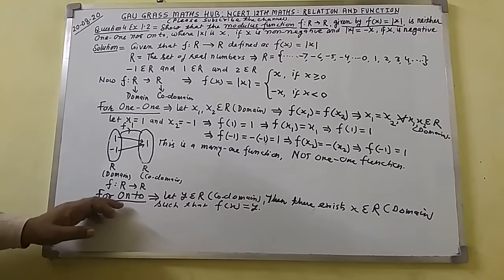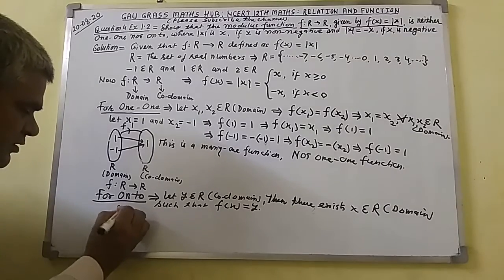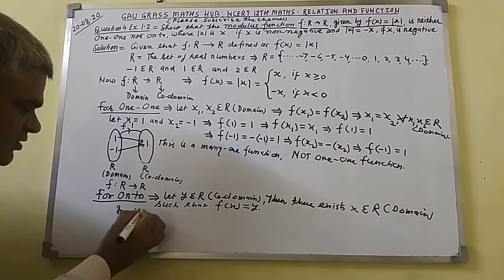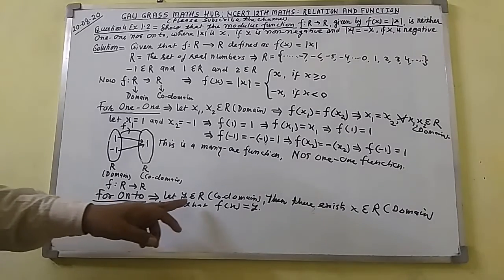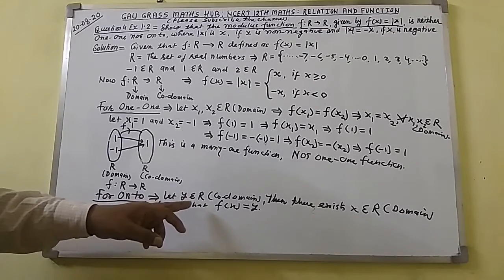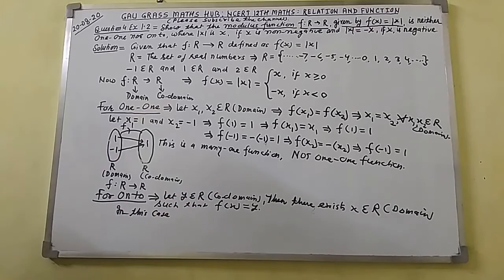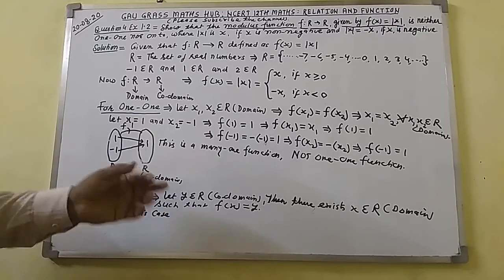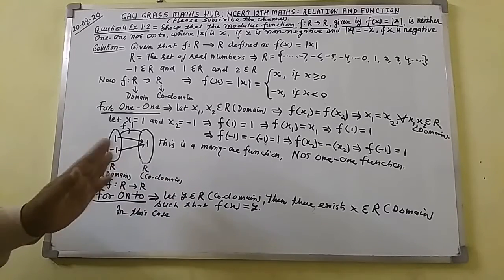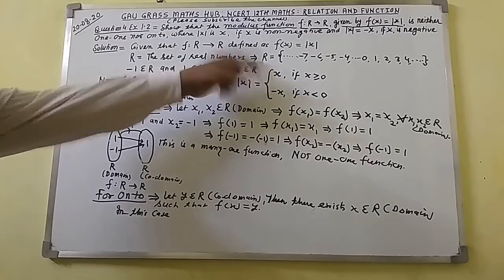For a function to be onto, you have to write... In this case, here you can see codomain. Codomain here is capital R, y belongs to capital R. The value of y can be -1, -2, -3, 1, 2. Any value can be taken from the set of capital R.